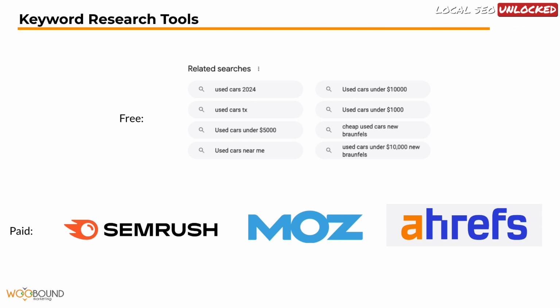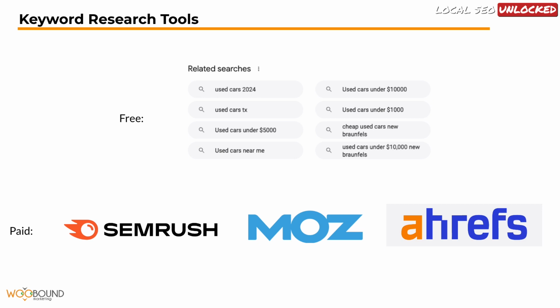Now, obviously on the paid side, there's going to be a lot more power, a lot more data. There's going to be things like how many people are searching for this specific keyword, right? The monthly search volume. There's going to be competition percentage and how easy is it to rank. What are you going to need to rank for that keyword? That's where the paid tools come in.